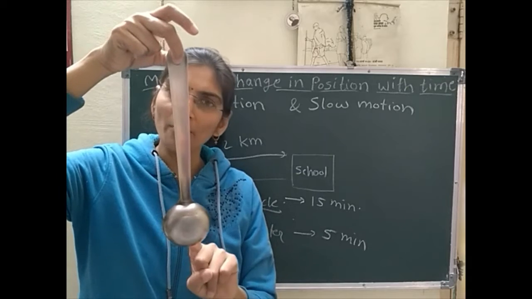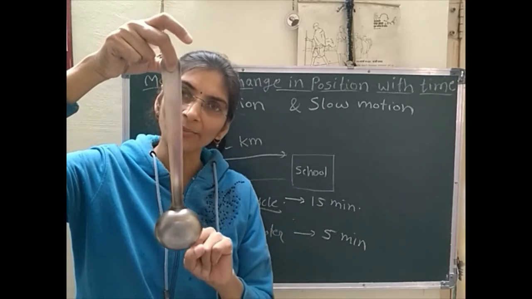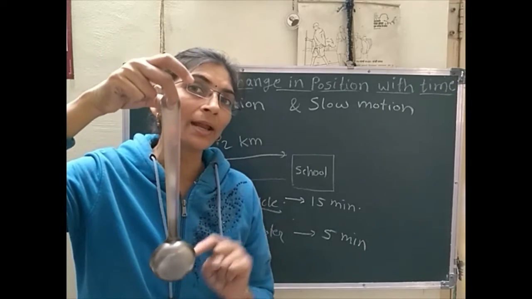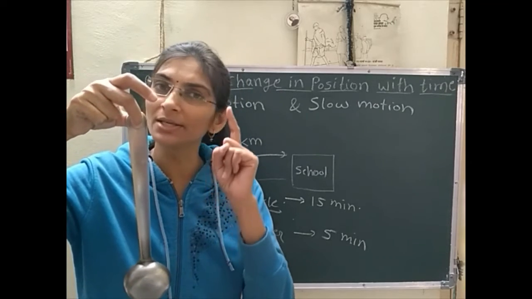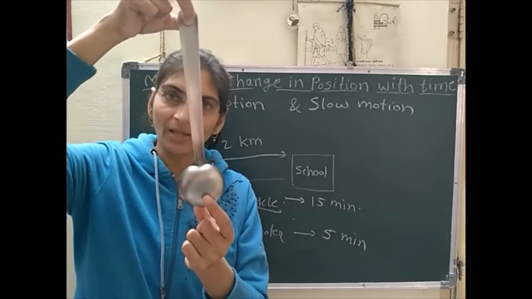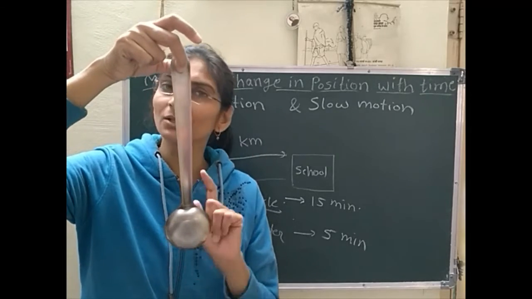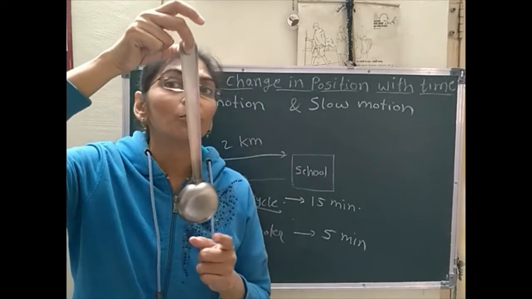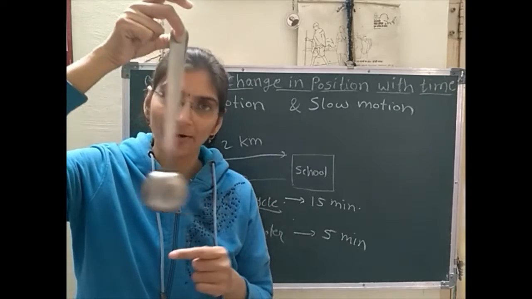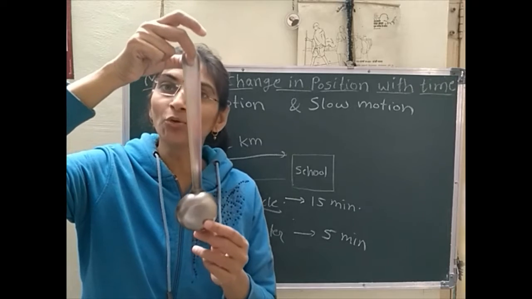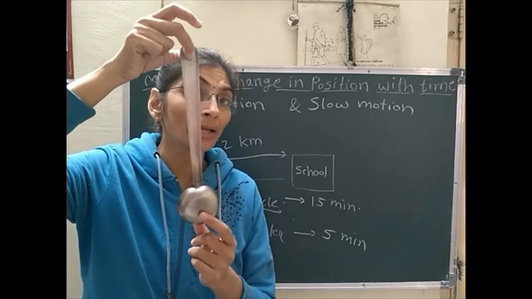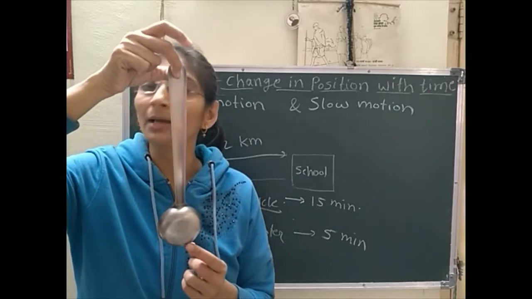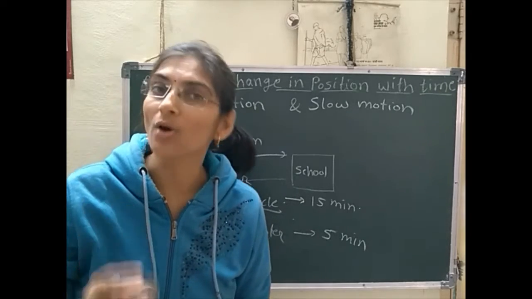If the bob starts from the starting point and again reaches the starting point, then the time duration it travels is called one oscillation. The complete movement to and fro by the bob of the pendulum with the time is called one oscillation.